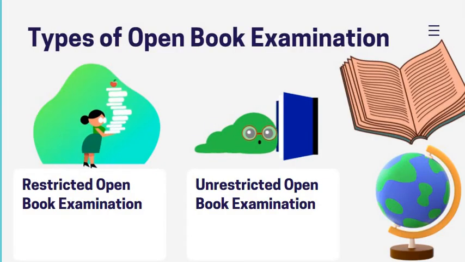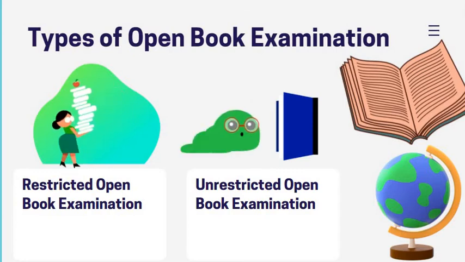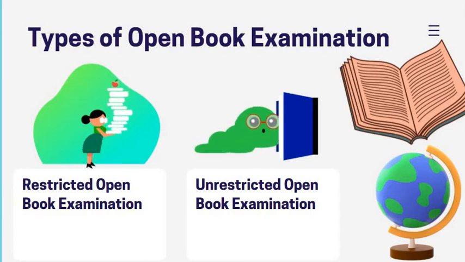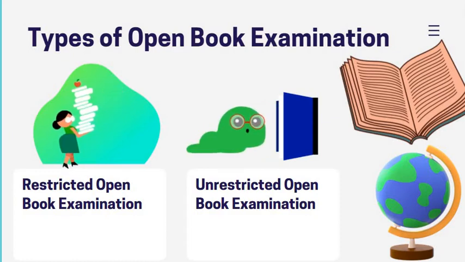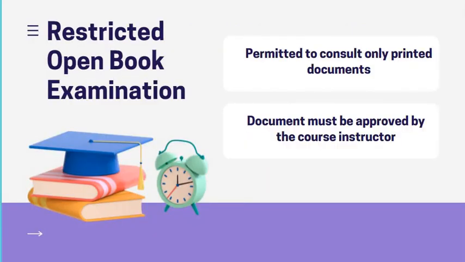Next, let us discuss types of open book examination system. There are two types of open book examination system: restricted open book examination and unrestricted. Let us discuss restricted open book examination. Here the students are permitted to consult only printed documents, and those too are specifically approved by the instructors. They are allowed to bring logarithm tables, dictionaries, etc., but no handwritten material or any other printed material which is not approved by the instructor is allowed.